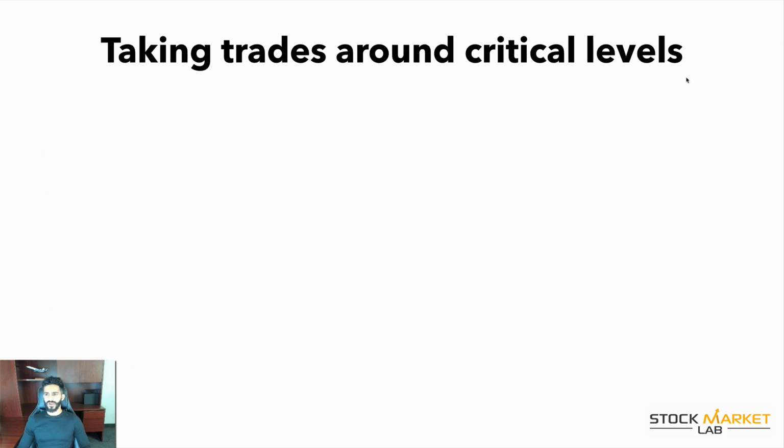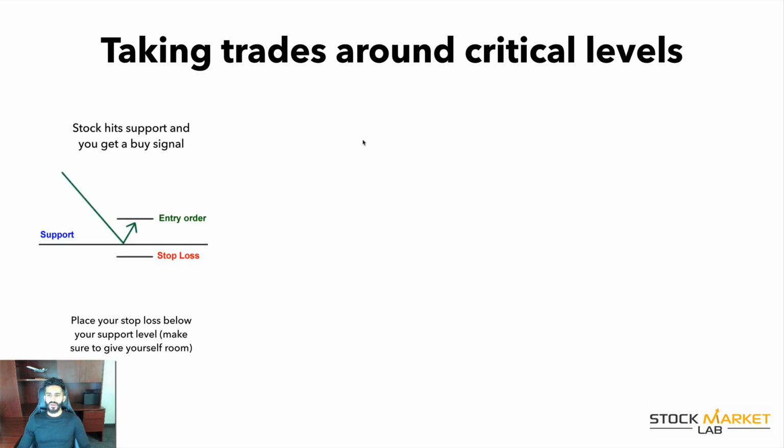All right. Now, taking trades around critical levels. Like I said, do not just take a trade because it's hitting support or it's hitting resistance. You need to understand the different type of things that can happen around these levels. So in example A, stock hits support and you get a buy signal. If the stock hits support and you get a buy signal, and we'll go over multiple signals that will give you a confirmation to buy, you place your stop loss below your support level, make sure to give yourself room, and you take the trade. So if this is support and a stock is going right into support, we never buy unless we get a buy signal. I will break down the buy signals once we get to that.